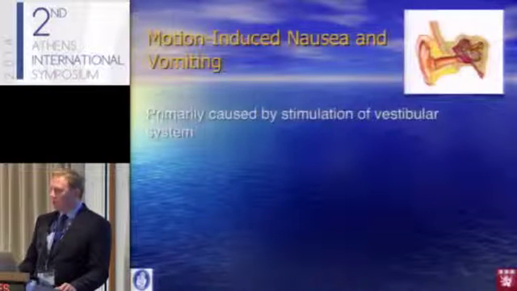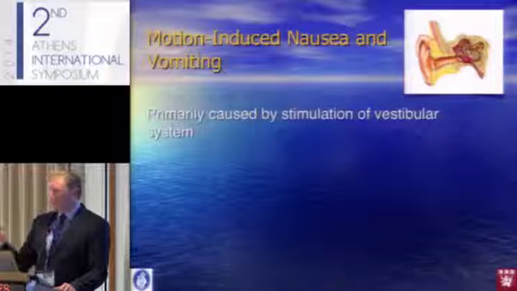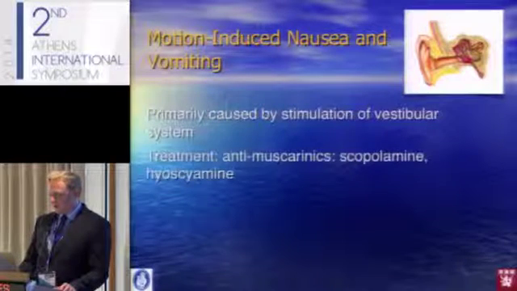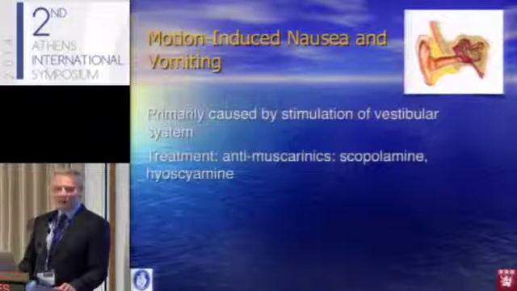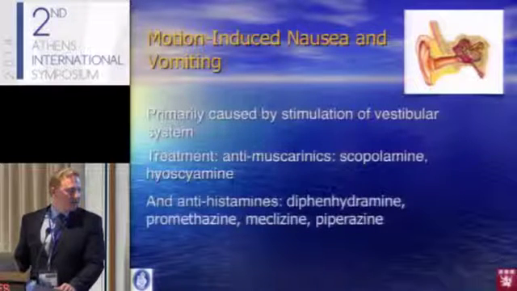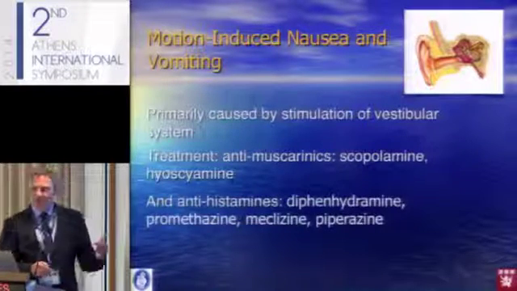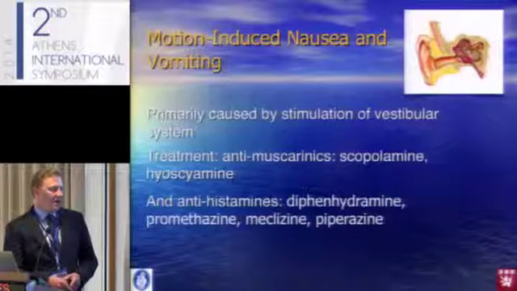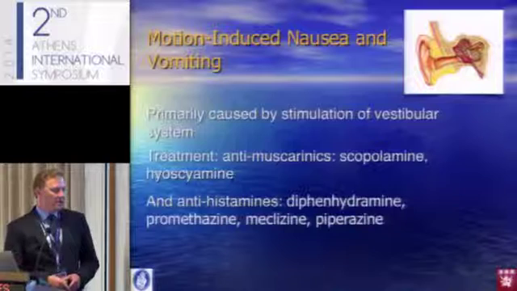One of the most common causes of nausea and vomiting is motion sickness, seasickness. As I mentioned before, it affects the vestibular system. Here you can use scopolamine or hyoscyamine. And usually the most effective combination would be with antihistamines such as diphenhydramine, promethazine, meclizine, or piperazine.